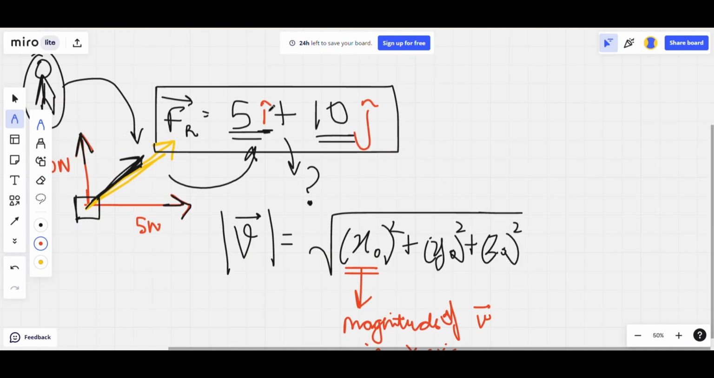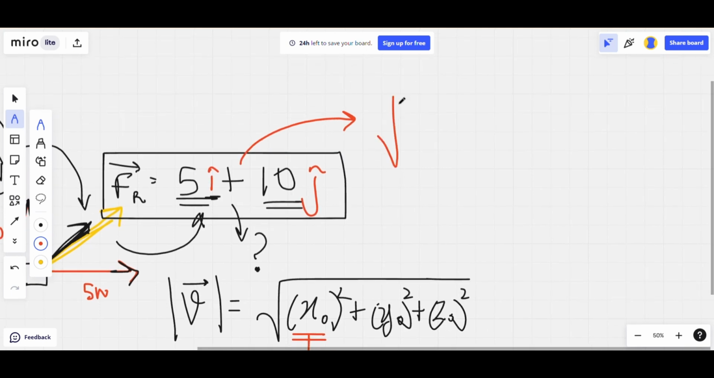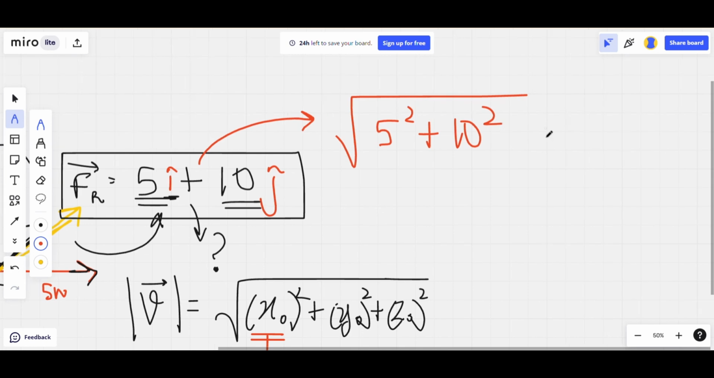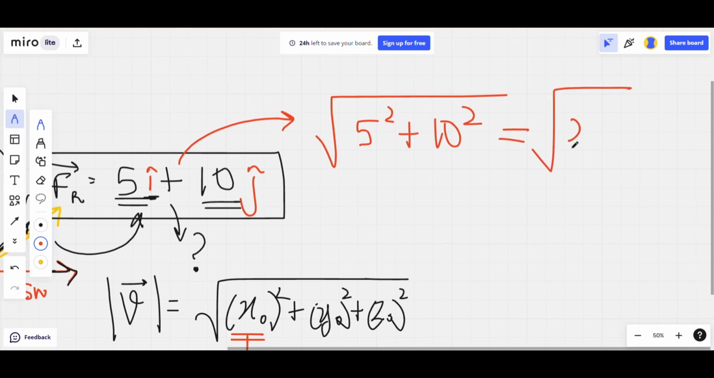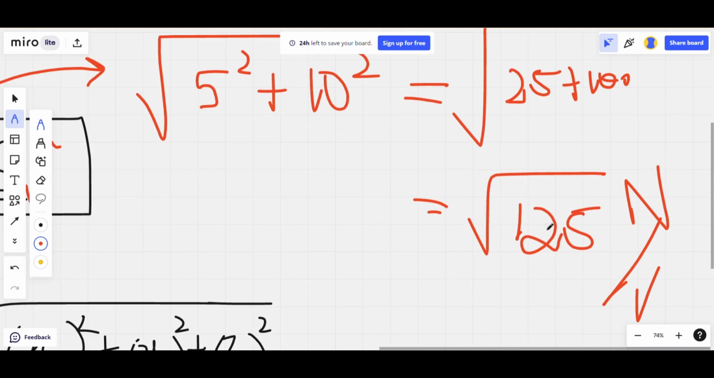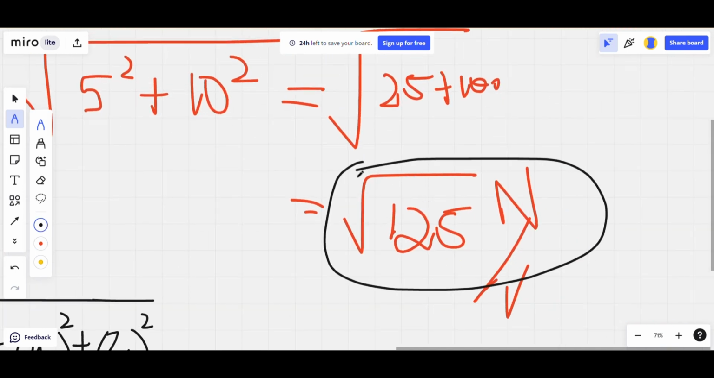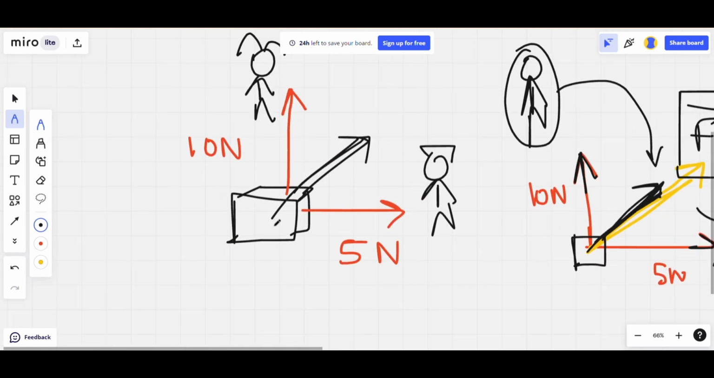So here, what is the magnitude of this resultant force? We can say that the magnitude of the resultant force is nothing but the root of 5 square plus 10 square. 5 square is 25 plus 10 square, 100. We have root 125. You can calculate the root and find out the force. So this is the overall net force being applied on this box when you both pull on it from these two directions.